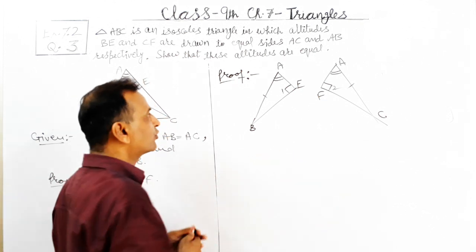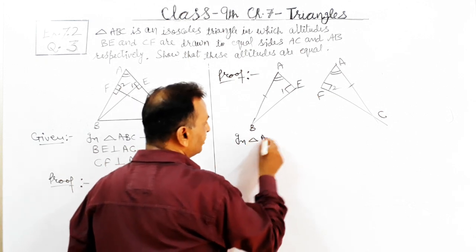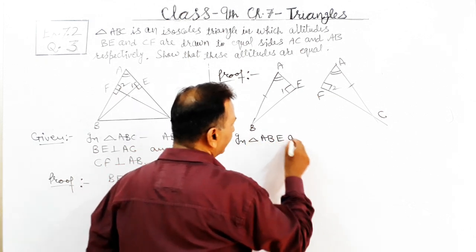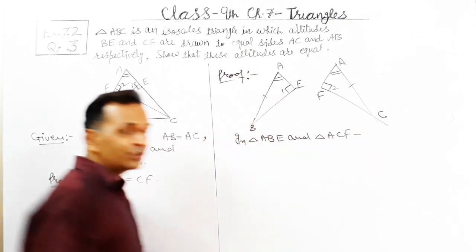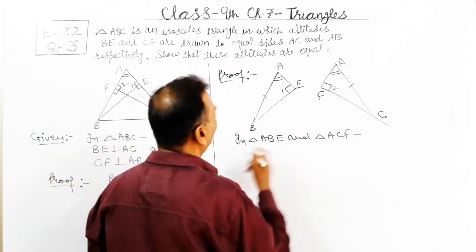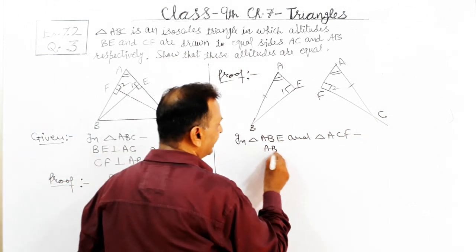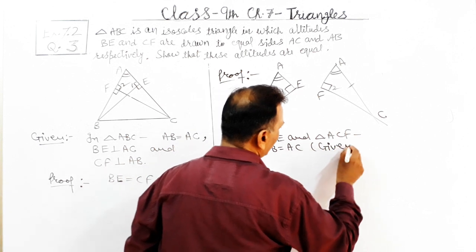So let us start to write down the steps. So in triangle ABE and the second triangle ACF, the three components which we have already discussed will be written now. AB equal to AC. Why? Because it is given in the statement of the question.